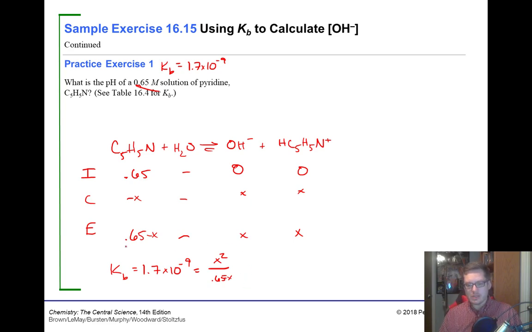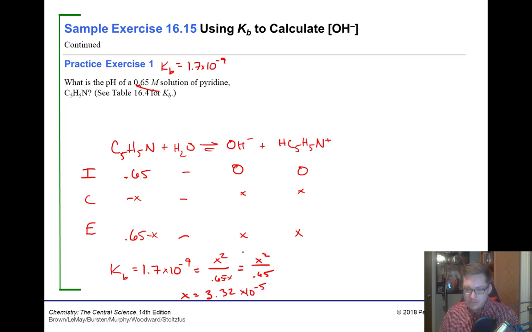Now, we see this is 0.65 minus x. If we were going to write this in scientific notation, it would be 6.5 times 10 to the minus 1st. The Kb is times 10 to the minus 9th, so we can for sure neglect this x. We can get rid of that. So really it just becomes x squared over 0.65. Multiply 0.65 over, take the square root, and our x is equal to the square root of 0.65 times 1.7 e to the minus 9th. I got 3.32 times 10 to the minus 5th.